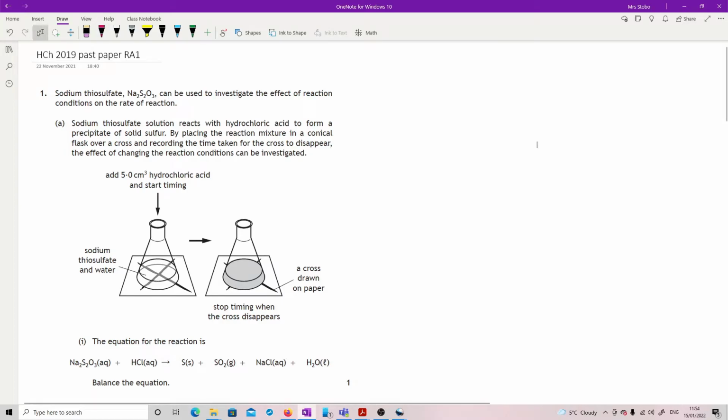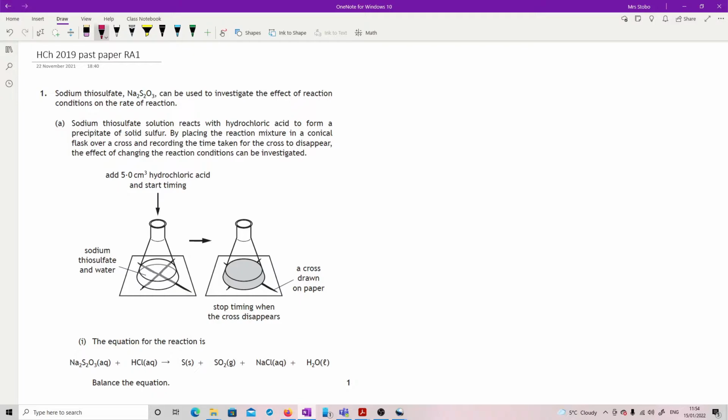2019 paper, the restricted answer. This is question 1. Sodium thiosulfate can be used to investigate the effect of reaction conditions on the rate of reaction. Sodium thiosulfate solution reacts with hydrochloric acid to form a precipitate of solid sulphur. By placing the reaction mixture in a conical flask over a cross, recording the time taken for the cross to disappear, the effect of changing the reaction conditions can be investigated.